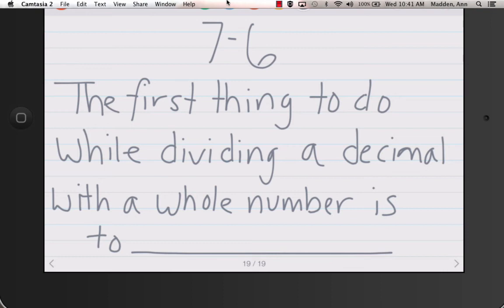For your notes tonight, you need to fill in the blank. 7-6. The first thing to do while dividing a decimal with a whole number is to what? Fill in the blank. We will check them tomorrow.